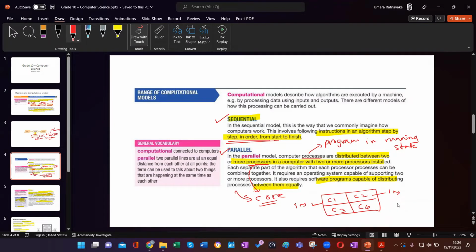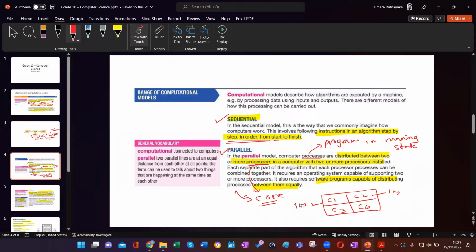It's just like when your teacher asks you to do a piece of work, and you divide the work among your friends in a group. Your friends in the group are like cores, and now the efficiency is high rather than doing that same task by one person. Each separate part of the algorithm that each processor processes can be combined together. These are processed in different cores, and then the results are combined, merged to produce the final output.